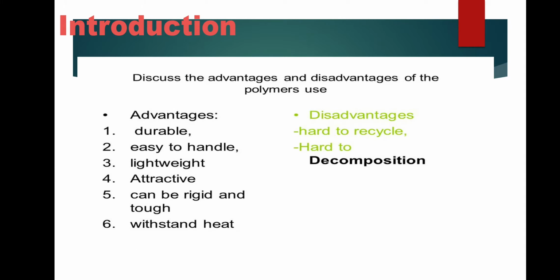Then if you take the advantages of polymers, we can see that they are durable, that is, they last long and do not decay easily. They are easy to handle, isn't it? If you have a polythene bag or a polythene bottle, it is easier for us to handle than a glass bottle. Then they are lightweight, attractive, available in different colors, can be rigid and tough, and withstand heat. Certain types of polymers can withstand heat. Okay, so those are the advantages, but the main disadvantage is decomposition.